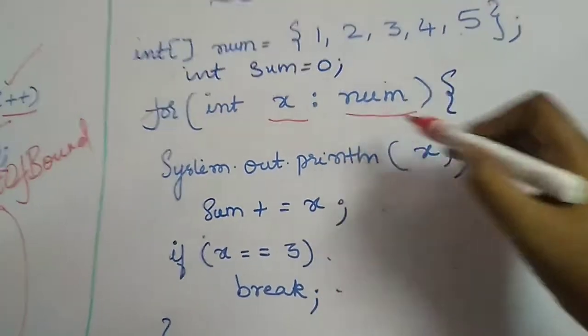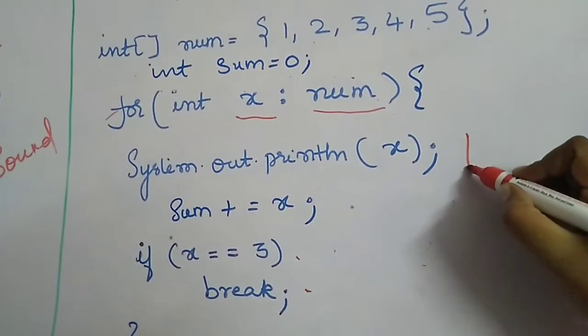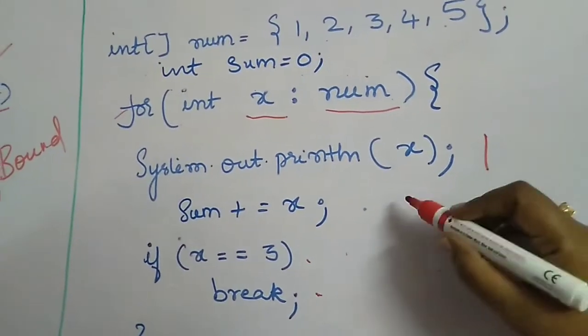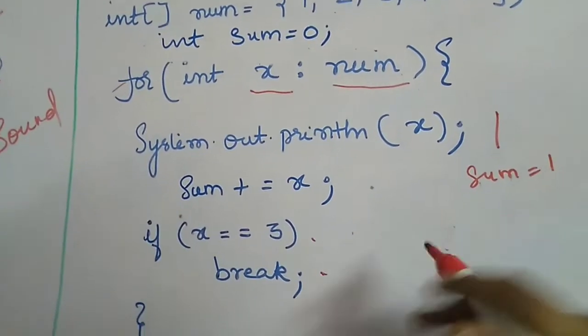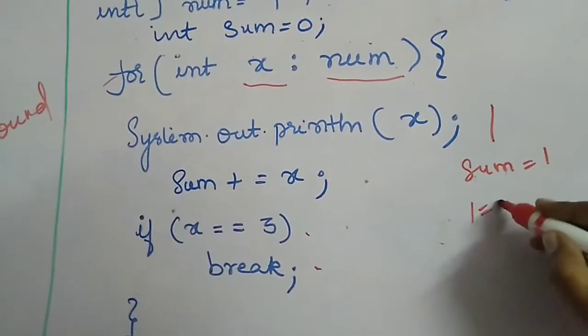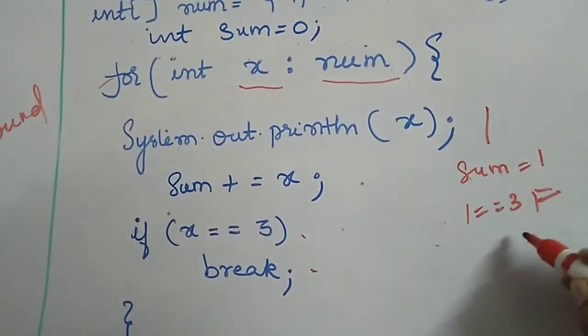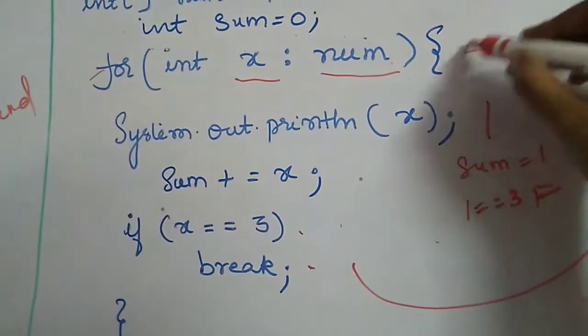So we are taking in the element, and it prints 1 on the screen because that's the first element, and then we are summing it. So sum will be 0 plus 1, which is 1, and then the condition checks whether 1 is equal to 3, which is false. So what happens? There is no break. It goes for the next iteration.